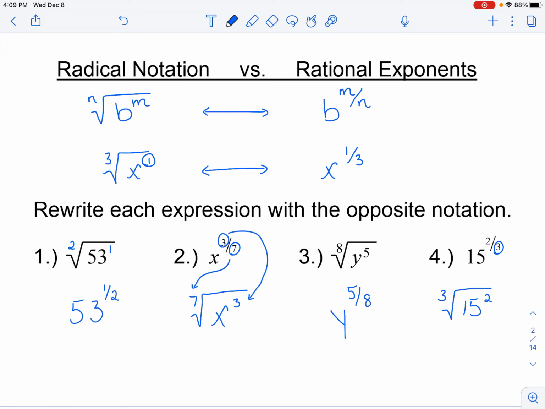Now when it says to just write it in the opposite notation, you can go ahead and stop at that point. You can, if you would like, figure out what 15 squared is to simplify the inside. That is optional, that is not mandatory. Okay, so that's an option, not a requirement. So that's converting from radical notation to rational exponents.